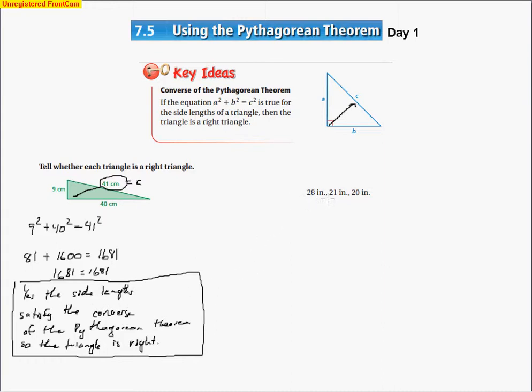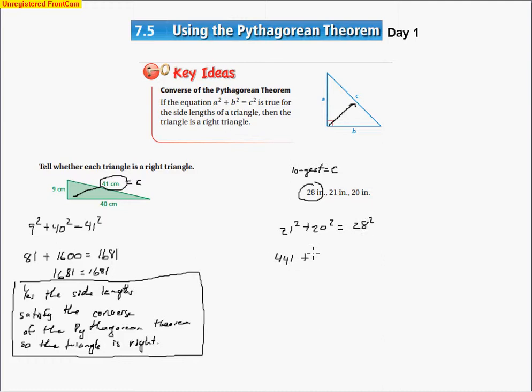So the other type that you'll see is one in which it will not have the graph. And so what you have to look for is the longest side. So this is the longest side, and that tells me that this is equal to c. Doesn't matter which one you call a or b. So you just take those two sides, square them, and add them together, and you see if it equals 28 squared. So 21 squared is 441.